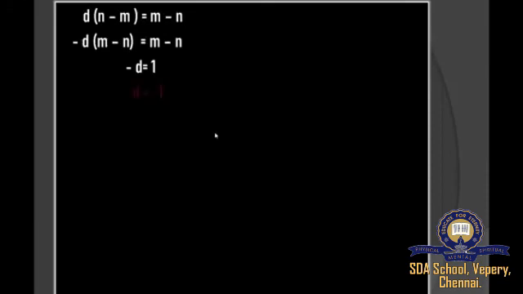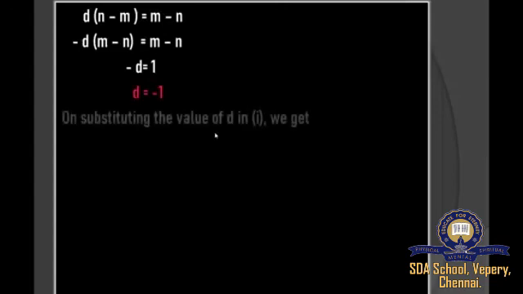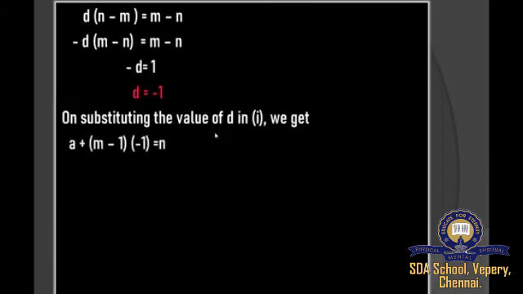Then what is the d value here? Minus 1. Now I'm going to find the value of a. On substituting the value of d in equation 1, obviously we will get the value. So what is a then? a is equal to m plus n minus 1. So from the given data, we know what a and d are.